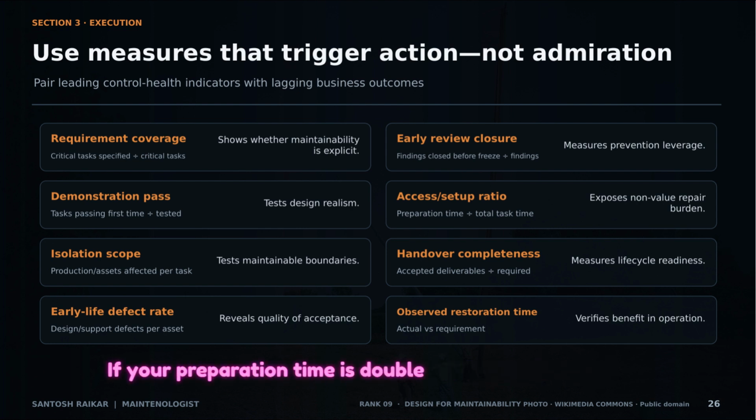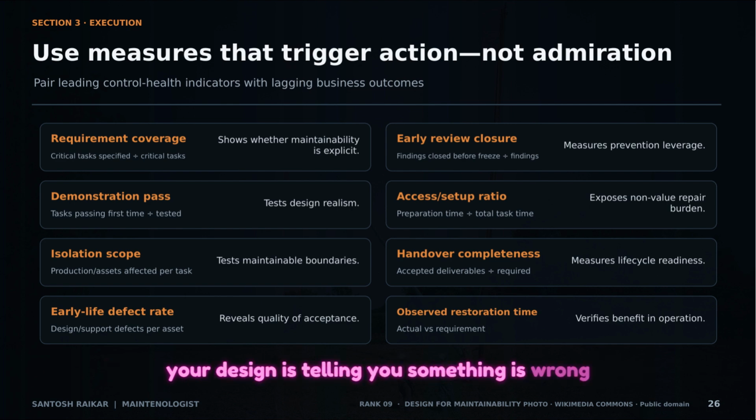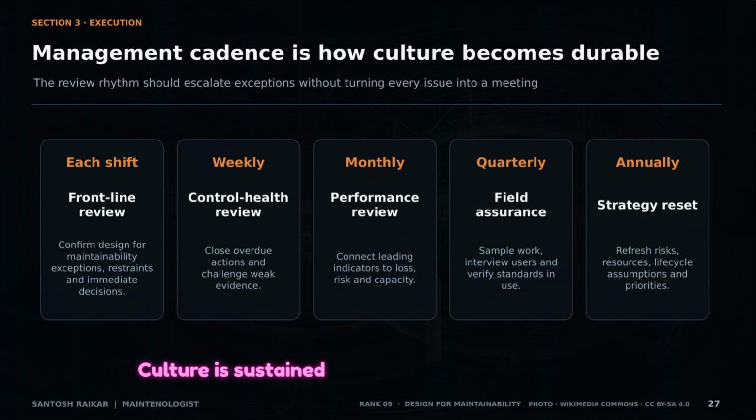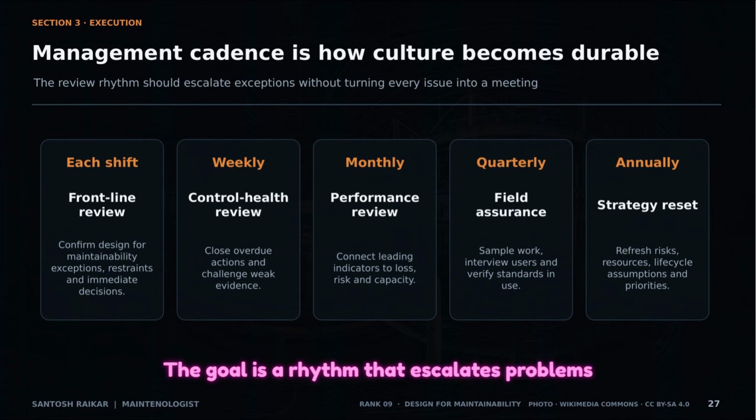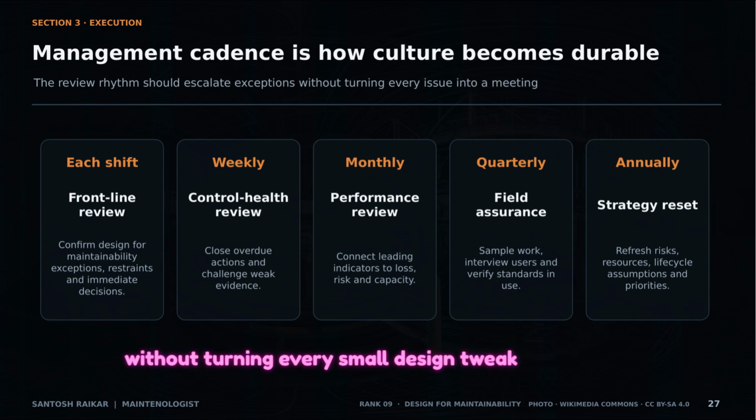If your preparation time is double your actual repair time, your design is telling you something is wrong. Culture is sustained through management cadence. This ranges from shift-level reviews of immediate design exceptions to annual strategy resets. The goal is a rhythm that escalates problems without turning every small design tweak into a 4-hour meeting.